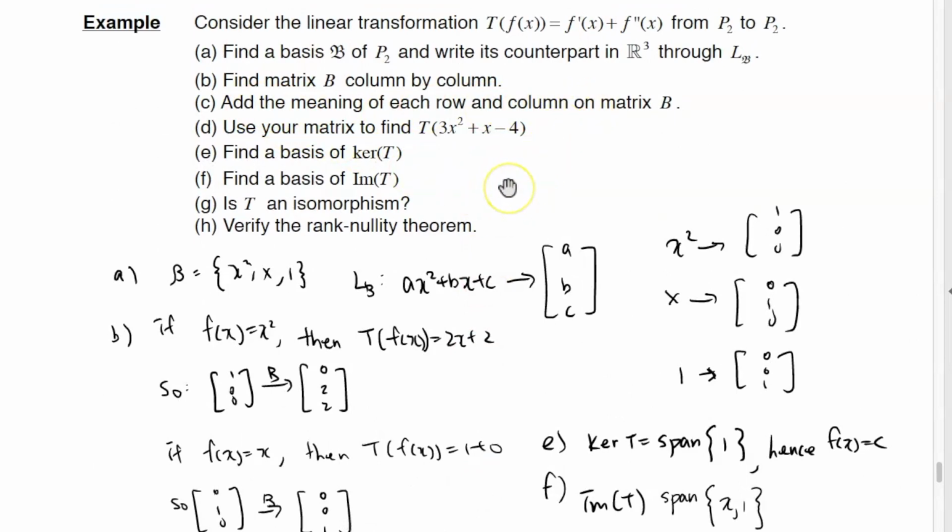Question D, use your matrix to find the transform of 3x squared plus x minus 4. Of course, we're all capable of doing it just using derivatives, but we're trying to find a formal way to maybe put it in a computer to do it. So here we can already know that if I just apply that, the answer is going to be 6x plus 1 plus 6. So the transform of this is going to be 6x plus 7. Let's see if it works with my matrix.